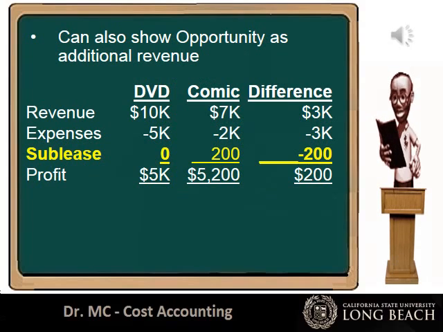Alternatively, you could show the vending machine rent as revenue under the comic book store alternative. That would get you the same answer, that the comic book store alternative is $200 more profitable than the DVD store alternative. However, this approach is not the way that books teach you to handle opportunity costs. For exams, you must understand that the $200 is an opportunity cost of the DVD store alternative.